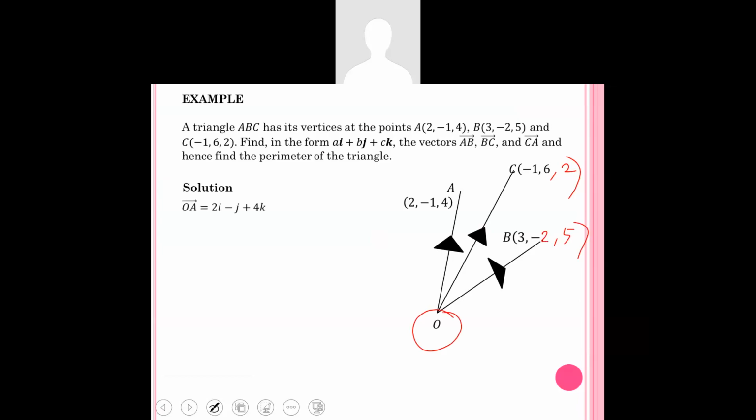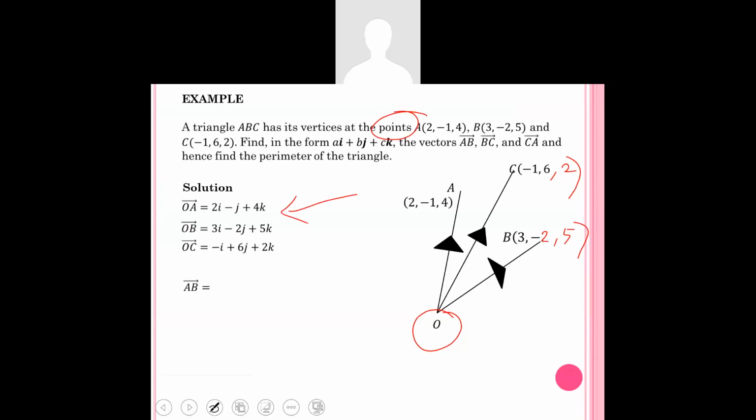Okay, so since the origin starts here, that means my OA is 2i minus j plus 4k. My OB is 3i minus 2j plus 5k. And my OC is minus i plus 6j plus 2k. Okay, so this is our position vector. From the coordinates, from the points, you should be able to write down your position vector.